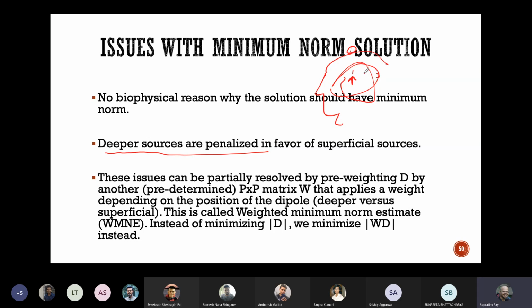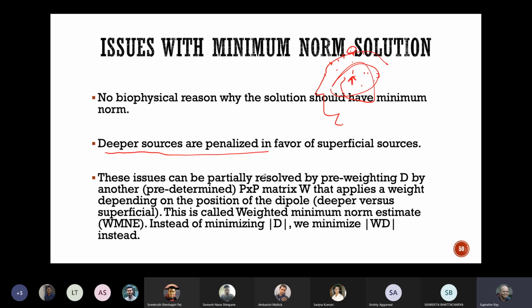Now, if you want to minimize the energy of the dipoles, you will never put a dipole that's very deep because its contribution is smaller. So deeper sources will get penalized in favor of superficial sources. You will always find a solution in which the dipoles are very superficial because their contribution is larger, so that these dipoles can be smaller.